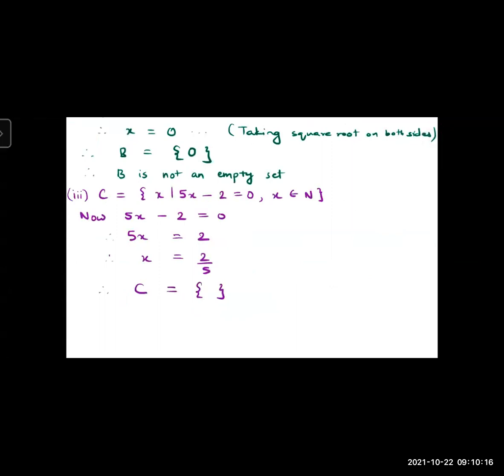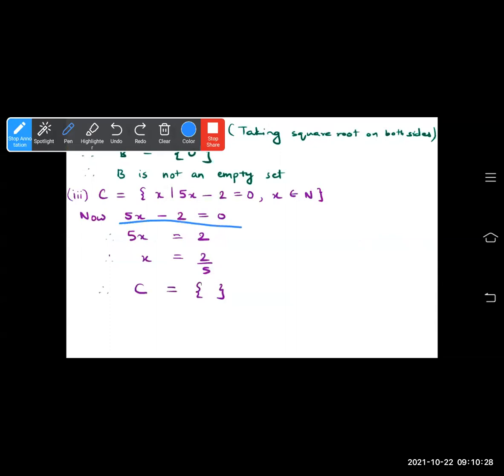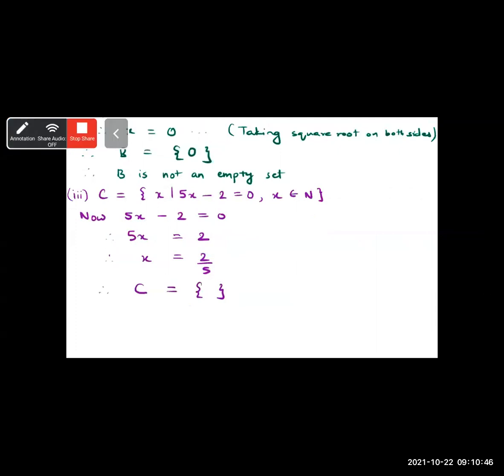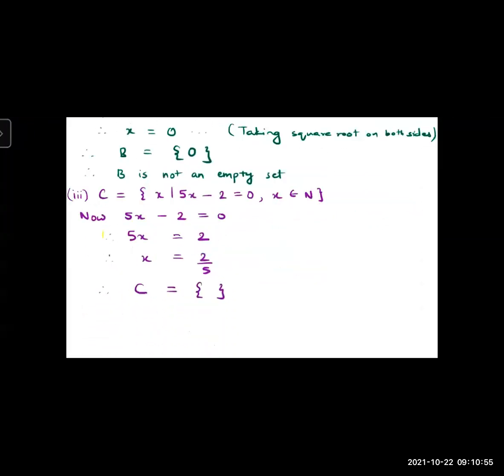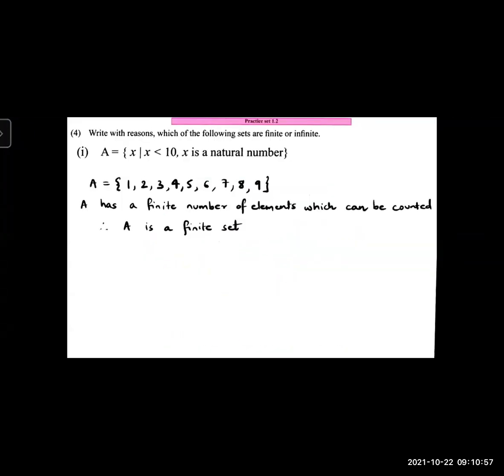Now let's see set C. Third question, C is equal to the set of all x such that 5x minus 2 is equal to 0, x belongs to natural numbers. Now here you have to solve this equation, 5x minus 2 equal to 0. So 5x is equal to 2, x is equal to 2 upon 5. Now x belongs to natural numbers. This condition is not satisfied by this value of x. Therefore, C is an empty set. So we have got A is an empty set, B is not an empty set, and C is an empty set. Fine. Let's see the fourth question.